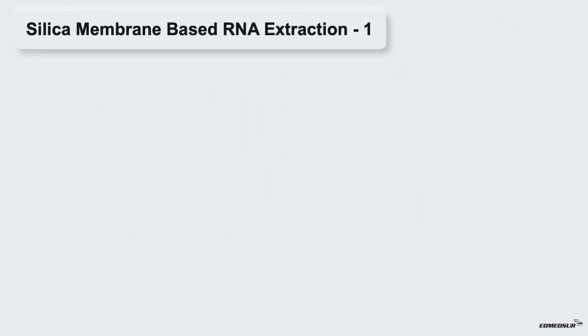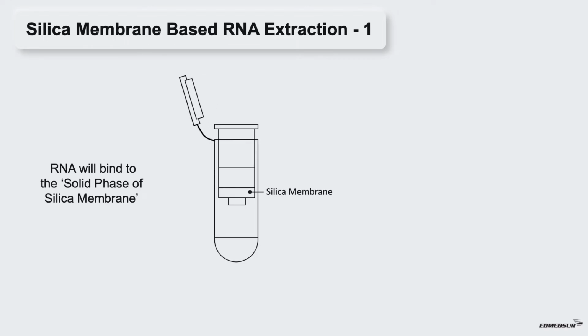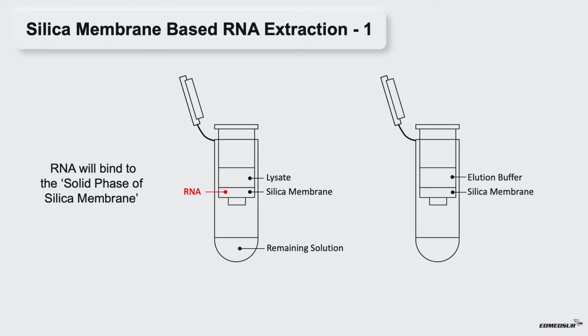Silica membrane-based RNA extraction Part 1. This method relies on the fact that RNA will bind to the solid phase of silica membrane under specified conditions. This is the spin column containing silica membrane in the middle. When the lysate is loaded into the spin column, the silica membrane tends to selectively bind the RNA, and the remaining solution is collected in the tube. Next, when elution buffer is loaded into the spin column, it allows RNA to leave silica membrane and return to solution.